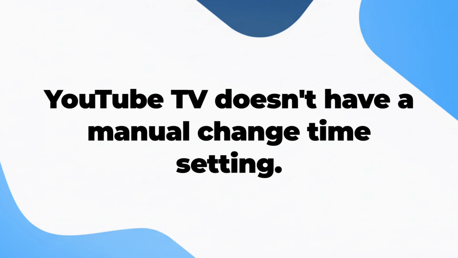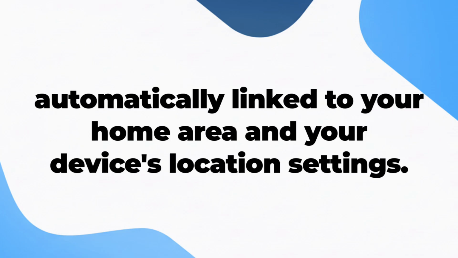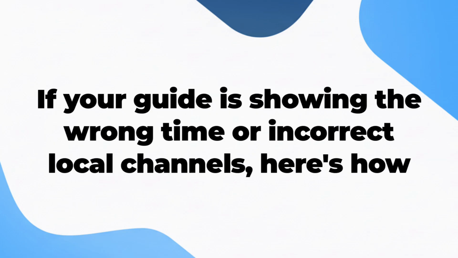YouTube TV doesn't have a manual change time setting like traditional cable boxes. Instead, the time displayed in your guide is automatically linked to your home area and your device's location settings. If your guide is showing the wrong time or incorrect local channels, here's how to fix it instantly.